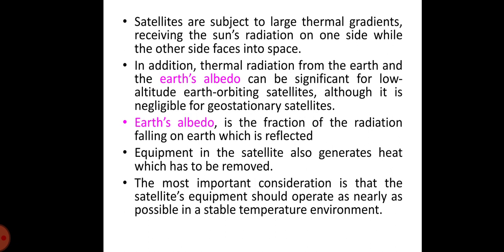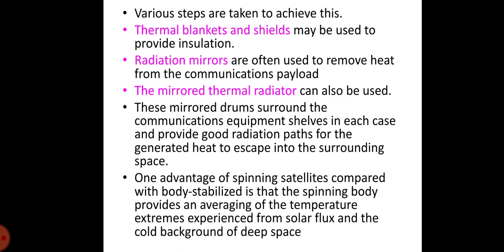The most important consideration is that the satellite equipment should operate as nearly as possible in a stable temperature environment. Various steps are taken to achieve this in temperature control. For example, thermal blankets or shields can be used to provide insulation. Radiation mirrors are often used to remove the heat from the communication payload.